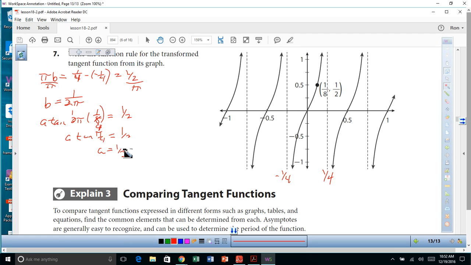So f of x equals a, which is 1/2, tangent of x over 2 pi. Okay, there we go. So that's what that was all about. 1 over 2 pi. Okay, good.